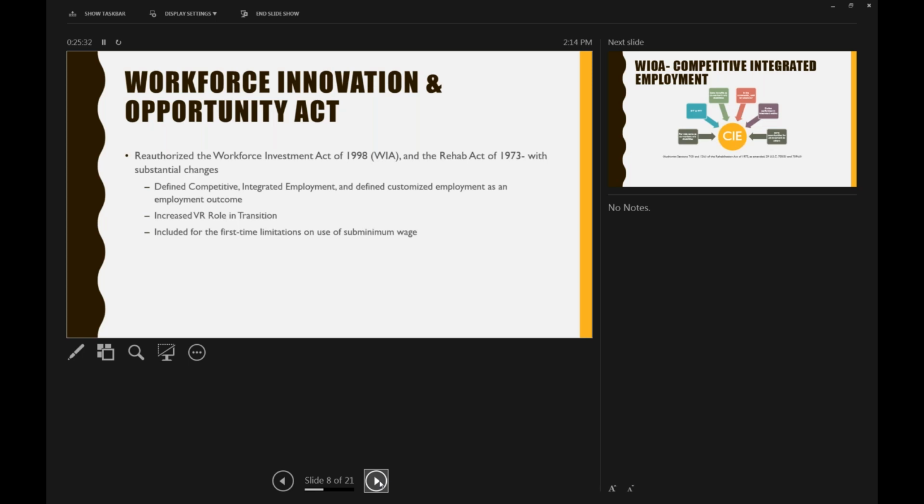But the crucial changes that impact employment for individuals with significant disabilities are that WIOA defined competitive integrated employment, which includes customized employment as a competitive employment outcome. It increased the VR role in transition, as everyone knows, as well as included for the first time limitations on use of subminimum wage.